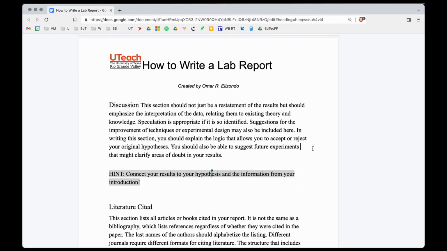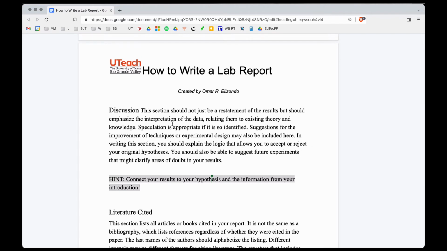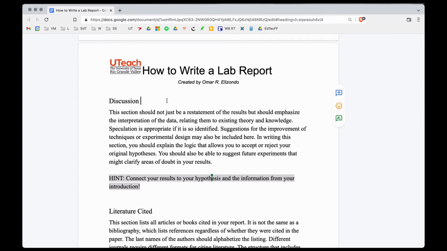Okay, so next let's talk about the discussion. The discussion is like an extension to the results. The results were just, that's what we have. That's what we got from our experiment. Those are the results. Think of it like a test score. I got an 82. That's it. That's what the results are. Your discussion is why I got an 82 and what that means.